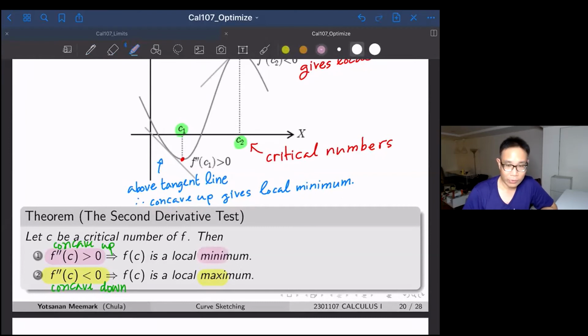Okay, so this is how we use it. If you just have the critical number and you test the second derivative at that point, you'll be able to conclude about the maximum and minimum at that point as well. So you don't need to test the sides.